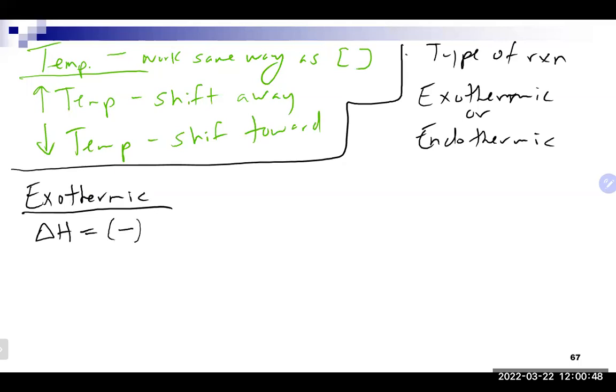It is negative, yes. So it is typically negative if it's exothermic. It is being released, right? Heat and energy is being released, which is what that basically means. And because it is being released, when we look at a reaction that is exothermic, we think of energy or heat as being a product.